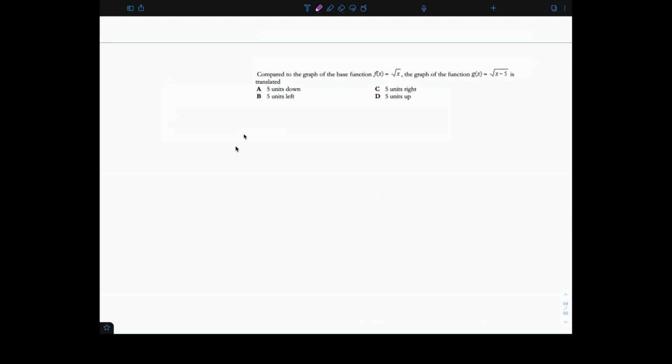Okay, compared to the graph of the base function square root of x, now notice it's inside, so it's the opposite of your intuition. So -5 means +5. So this is the right 5.